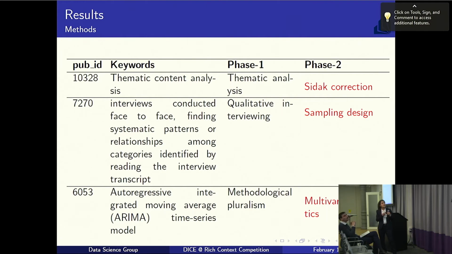And for a publication that had the keyword thematic content analysis, our phase 1 model gave thematic analysis as the method.